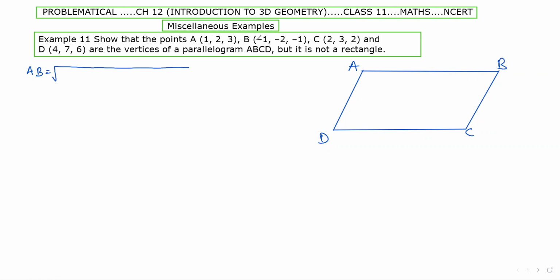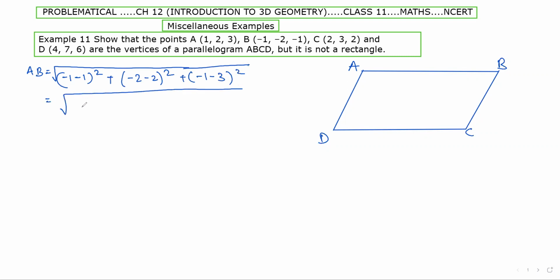So B minus A, which is minus 1 minus 1 whole square, plus minus 2 minus 2 whole square, plus minus 1 minus 3 whole square. This is equal to minus 2 whole square, which is 4, plus minus 4 whole square, 16, plus minus 4 whole square, 16. This will be equal to root 36, which is 6.